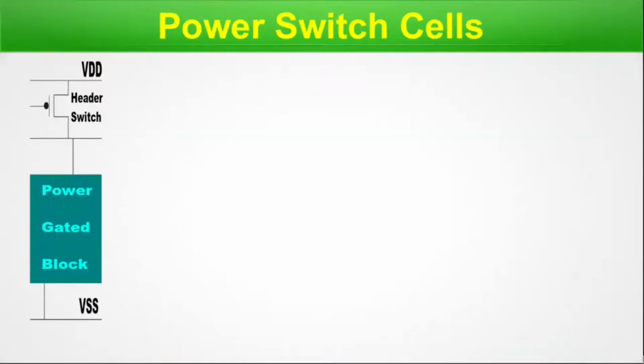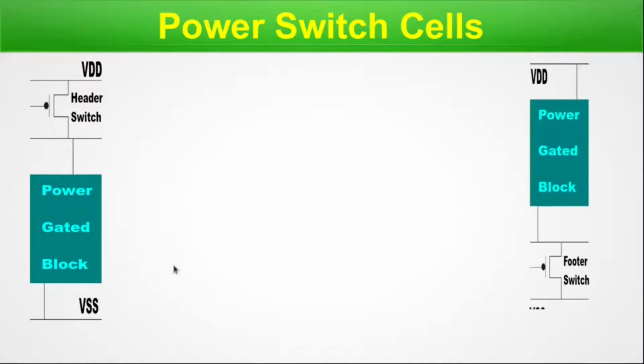Power switch cell. So here you can see the header switch. Header means it is connected with the VDD. These can cut or join the power to a power gated block. And here VSS is continuous. There is no switch in between. The next type of switch could be a footer switch, which we connect in between VSS and the power gated block, whereas the VDD is connected directly.